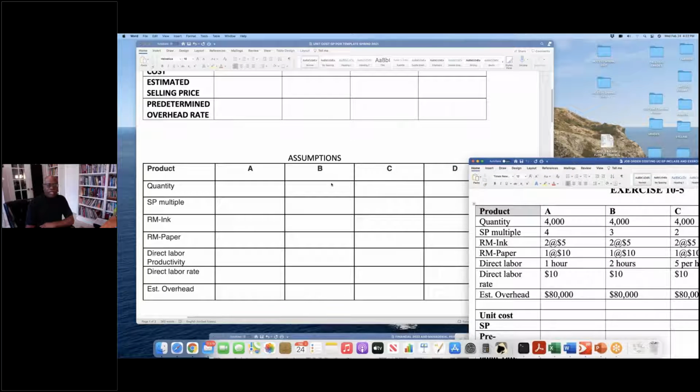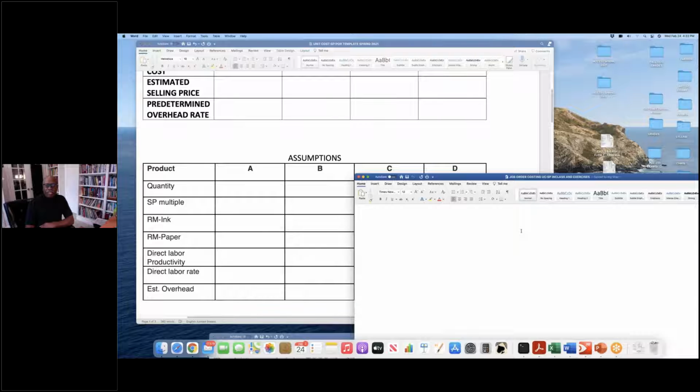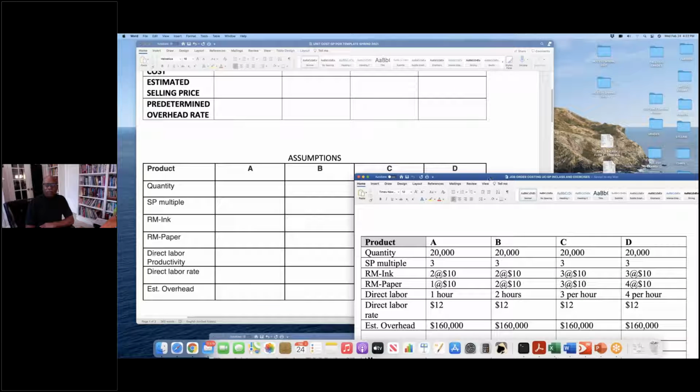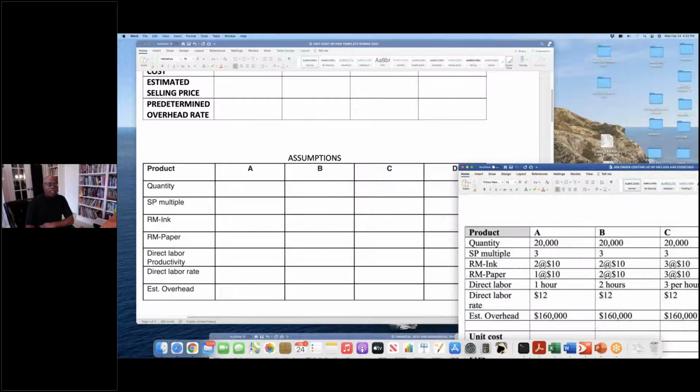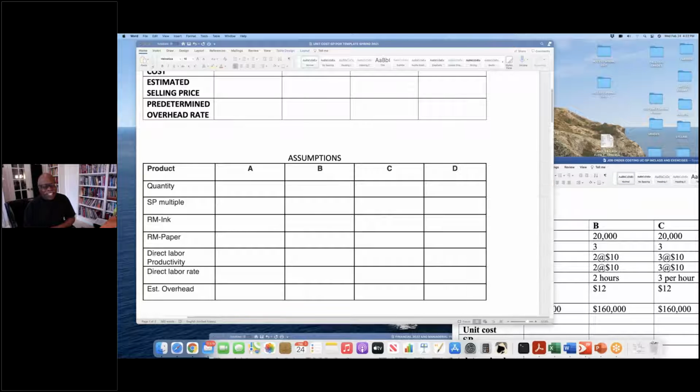Quantity is how many you make. Where do you get $20,000 from? On 10C, the quantity is 20,000, not dollars. That's what threw me off. Sorry, I was saying dollars. It's 20,000, my bad. So we make 20,000, and the selling price multiple is 3. Oh, I got you. Thank you.